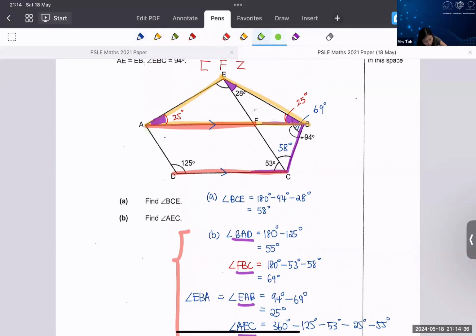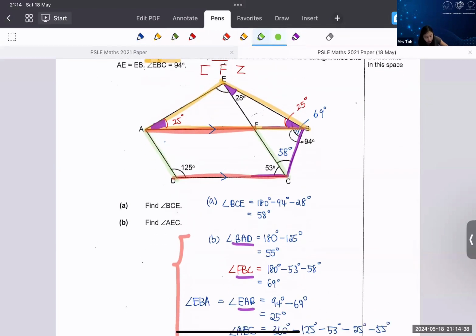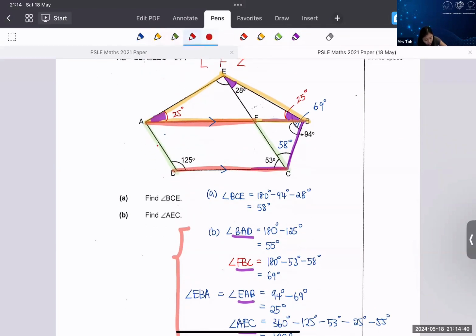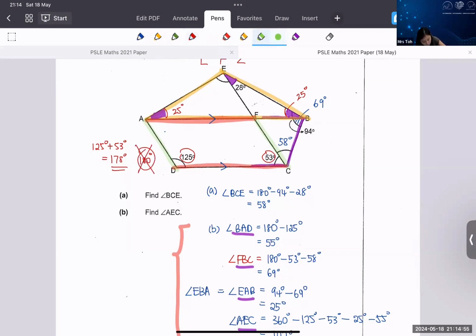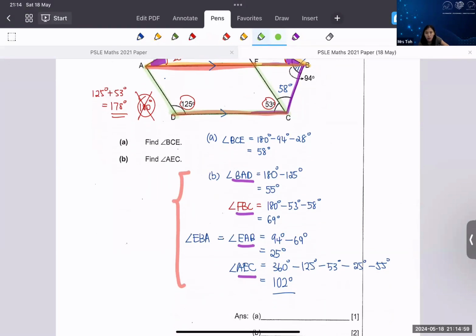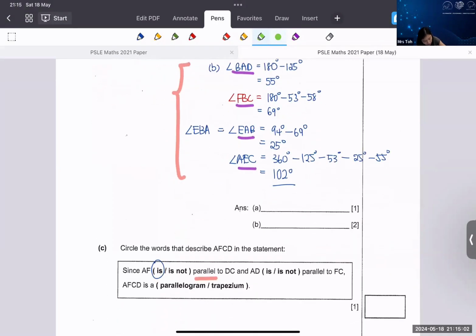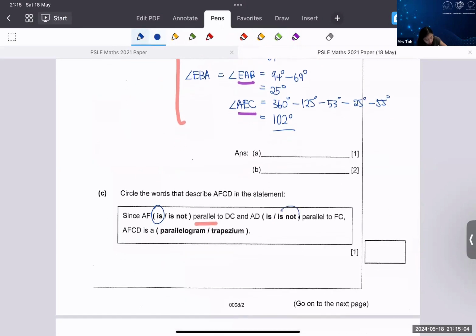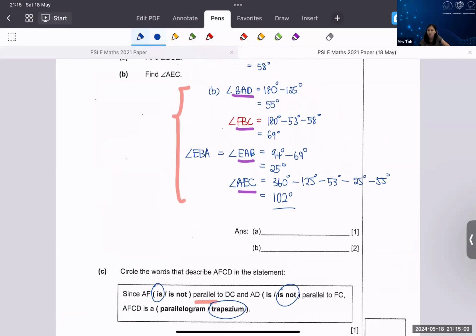But AD and FC is definitely not parallel because, look at this. 125 degrees plus 53 degrees is 178 degrees. It doesn't give you 180. So if it doesn't give you 180, it means that these two lines, if you form a C, is not your C rule. Which means it is not parallel and therefore is a trapezium and not a parallelogram.